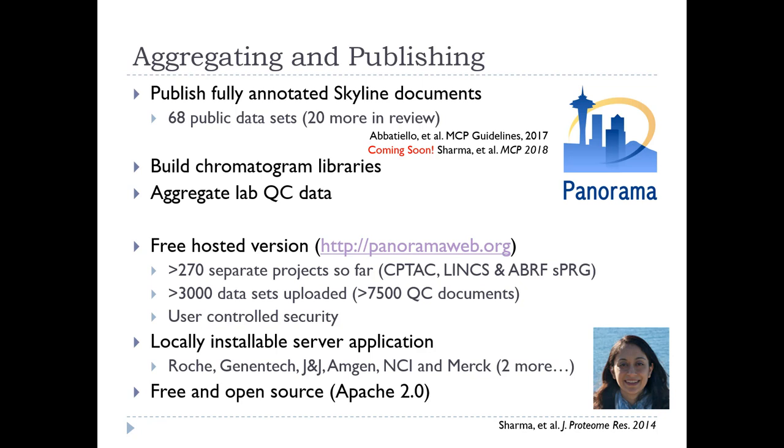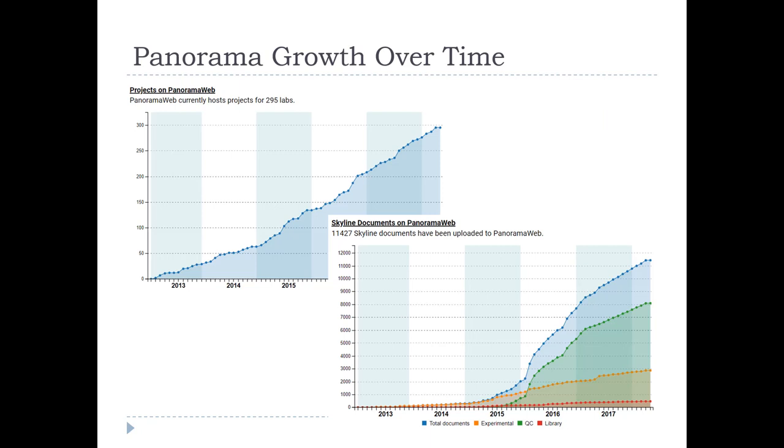You can also build something we call chromatogram libraries, which are a lot like spectral libraries, only they're created with targeted proteomics data. And then a very popular thing that a lot of people are interested in is doing longitudinal QC system suitability collection of data, which Panorama supports as well. Panorama is also growing over time. There are 295 different labs or groups that have a project on Panorama.